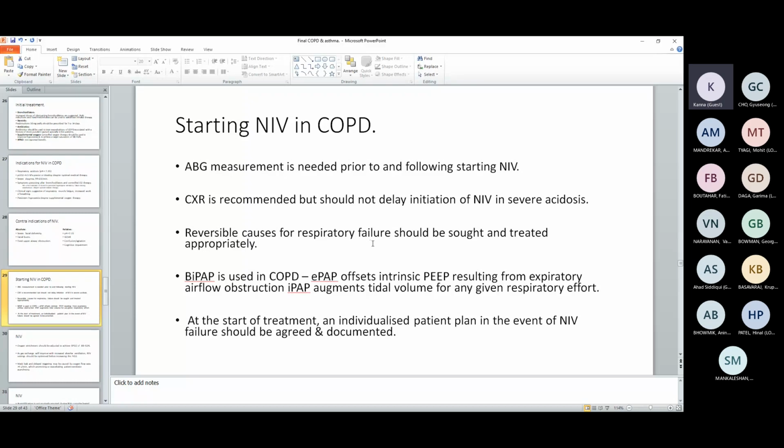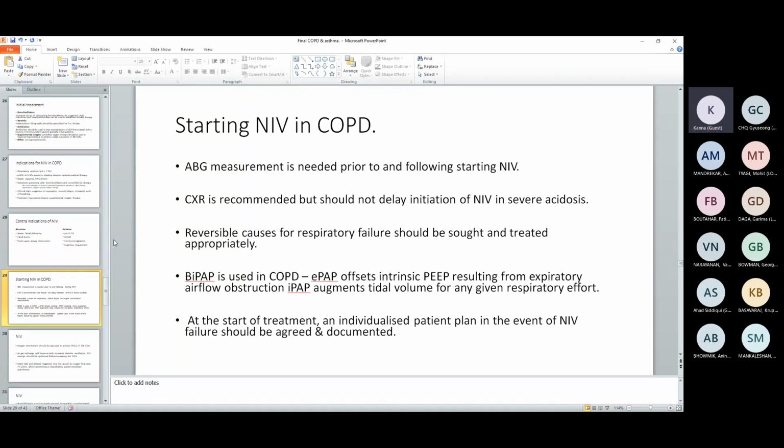And our choice of NIV should be BiPAP in COPD, because here we can set the expiratory positive airway pressure as well as the inspiratory positive airway pressure. The expiratory positive airway pressure is helpful to offset the intrinsic PEEP, and the inspiratory positive airway pressure is useful to augment the tidal volume for a given respiratory effort.